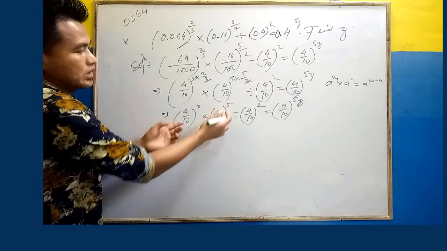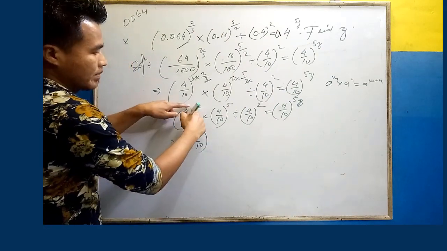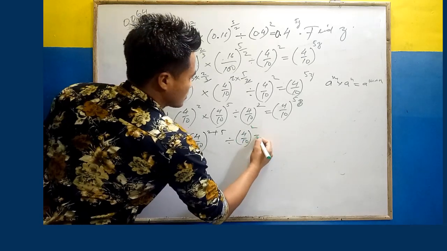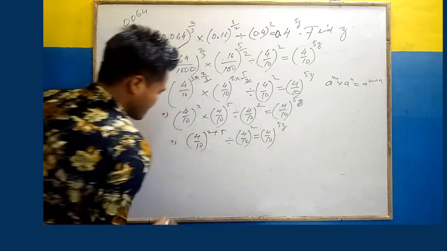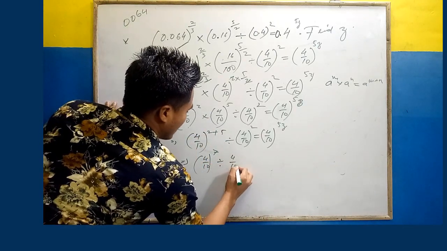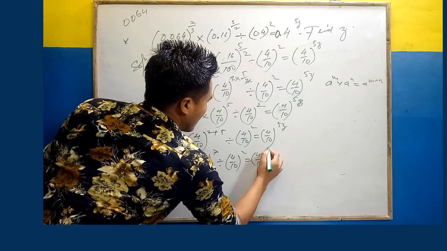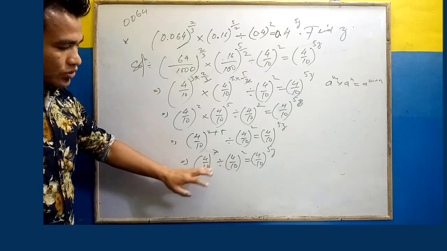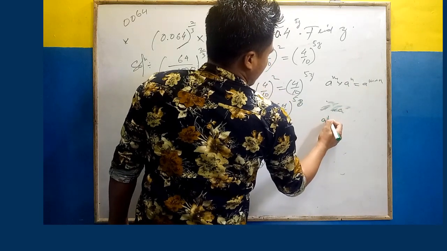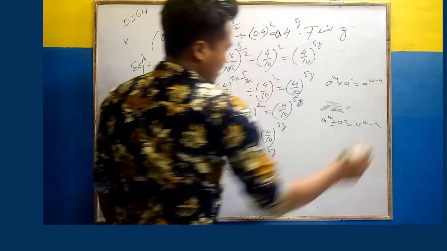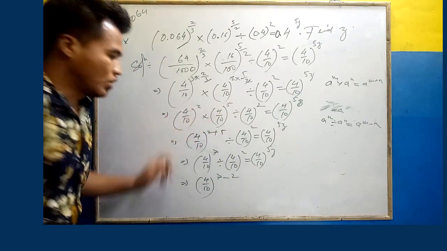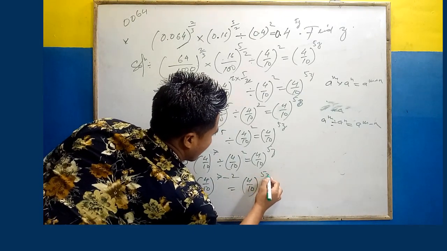Here both the bases are the same, powers are different, so it is (a/b)^(m+n). Here m is 2, n is 5, so (4/10)^(2+5) divided by (4/10)^2 equals (4/10)^5z. This implies (4/10)^7, since 5 plus 2 is 7, divided by (4/10)^2 equals (4/10)^5z. Again I can use the law a^m divided by a^n is a^(m-n), so I can use (4/10)^(m-n). It's true, which is equal to (4/10)^5z.